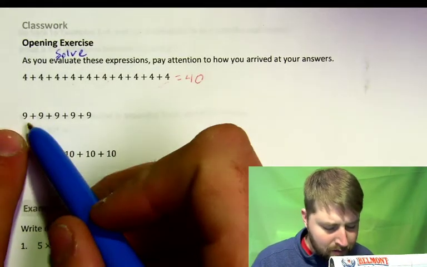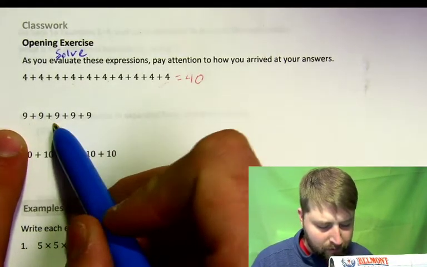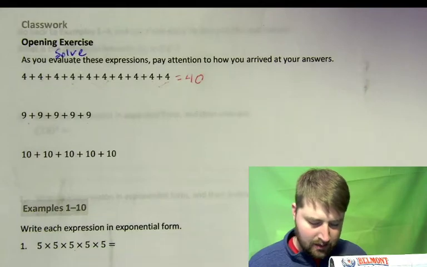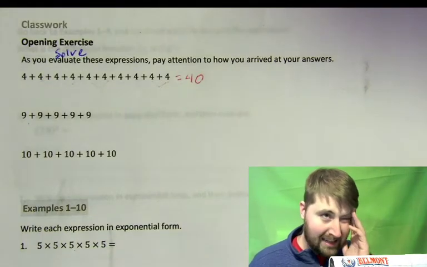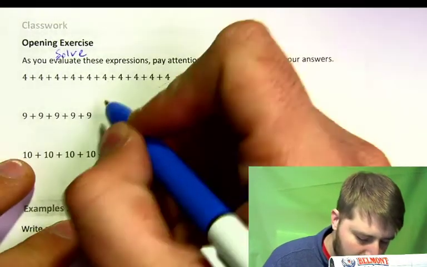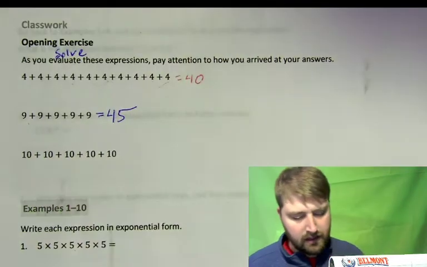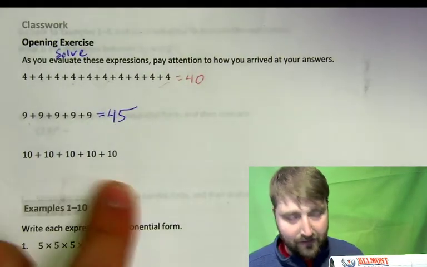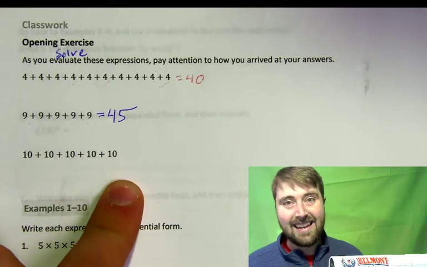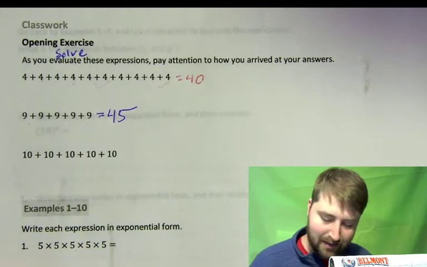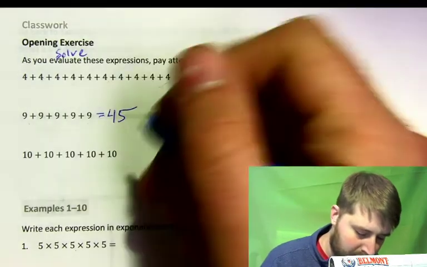And I bet you knew that this right here, they were 1, 2, 3, 4, 5 9s. And you knew adding 9 5 times got you to 45. And lastly, you knew there were 5 10s. And adding 10 5 times got you to 50.